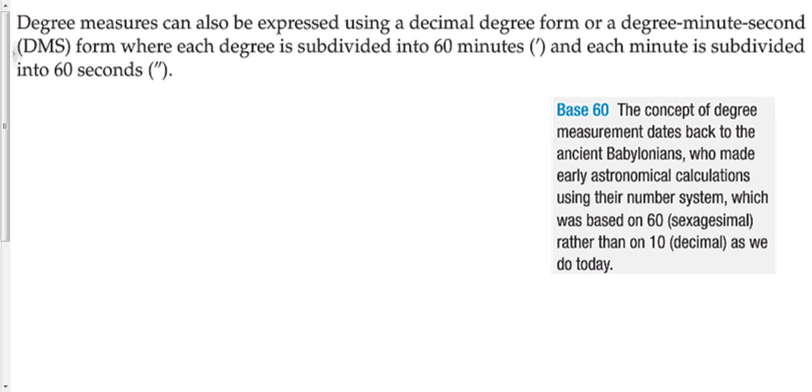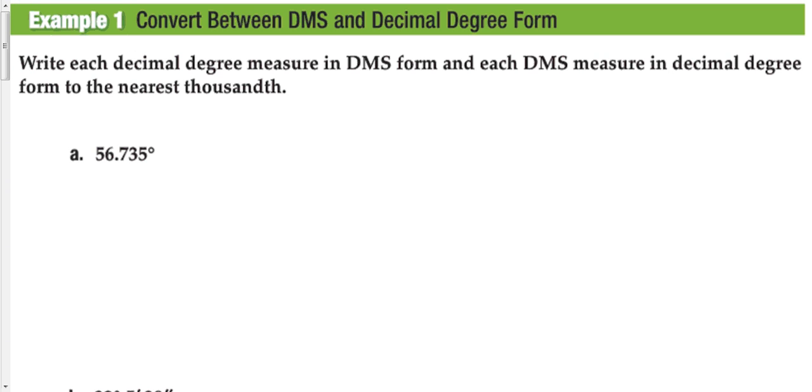We use something called degrees, minutes, and seconds. So we can subdivide degrees into 60 minutes and subdivide each minute into 60 seconds. It should be familiar if you think about time, obviously. And this comes from ancient Babylonians who used a base 60 number system rather than a base 10. So let's see how to convert between degrees, minutes, and seconds and decimals.